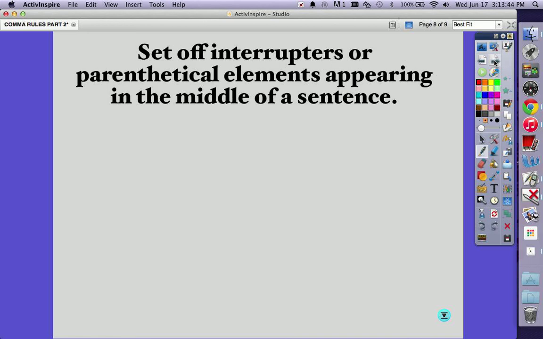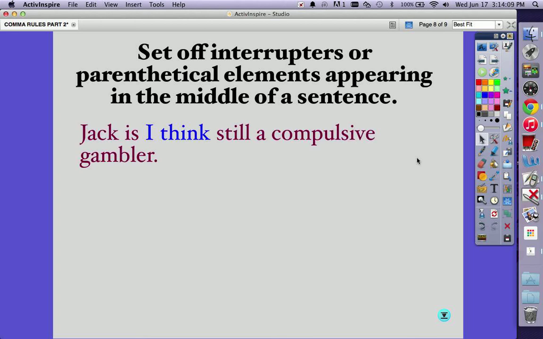Then we'll look at using commas to set off interrupters or parenthetical elements appearing in the middle of a sentence. A parenthetical element, as explained by your book, is additional information placed as explanation or comment within an already complete sentence. So, if the sentence makes sense when you take this parenthetical element out of it, then separate it with commas. Here's an example. Jack is, I think, still a compulsive gambler.